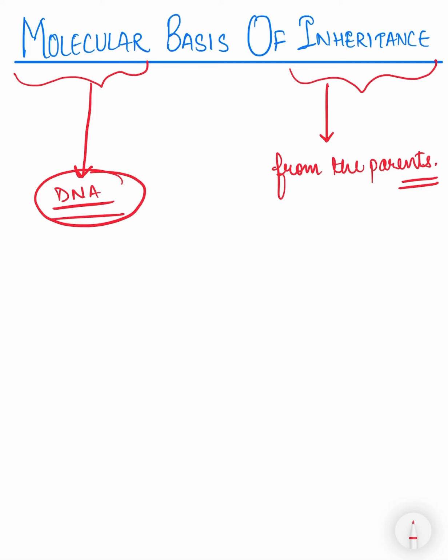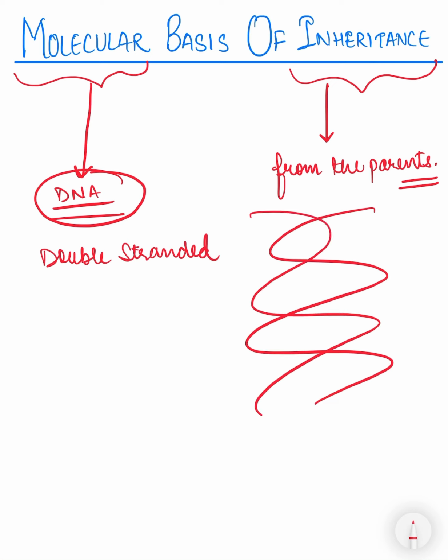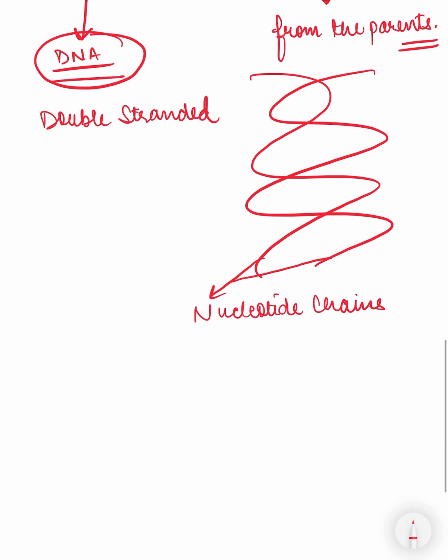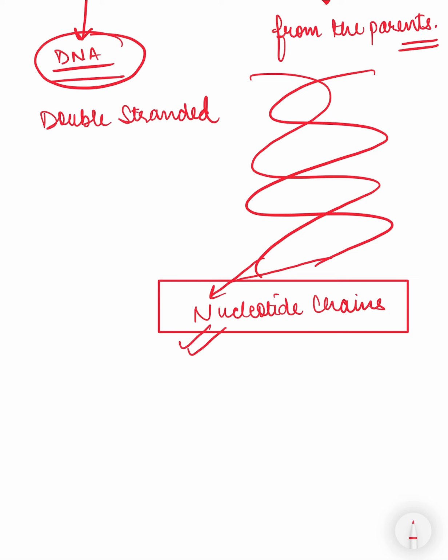If we talk about its structure, DNA is double-stranded. It means it has two strands, two chains. These two strands are called nucleotide chains. If we talk about the structure of these nucleotide chains, these are not just two strands, just like a thread. These actually contain some chemical structure. If we talk about its chemical structure, it contains a nitrogenous base.